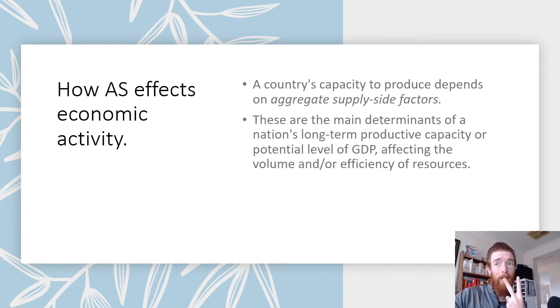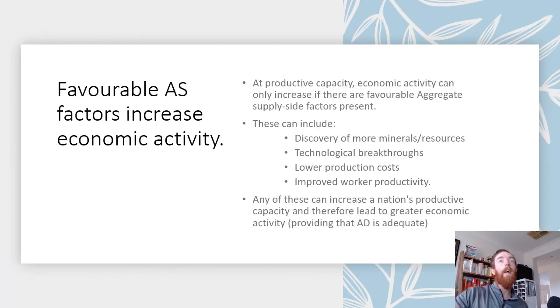Your textbooks will have numerous, but we'll get into that later on. There's only really 2 things that affect it. And if you can use common sense to match up any aggregate supply side factor with one of those 2 things, you will be correct all of the time. So these are the main determinants of a nation's long-term productive capacity or potential level of gross domestic product. And this affects the volume and or efficiency of resources. So the 2 things that affect productive capacity, which is how much we can produce over a period of time, are the quantity of resources and the efficiency to which we use those resources. So that determines our productive capacity.